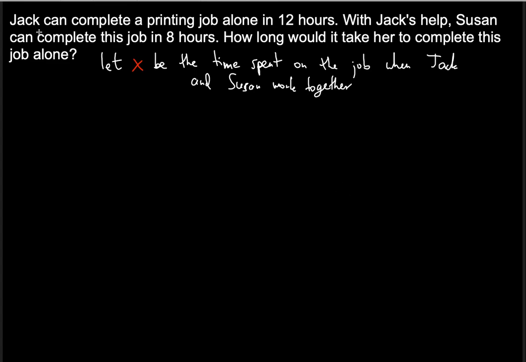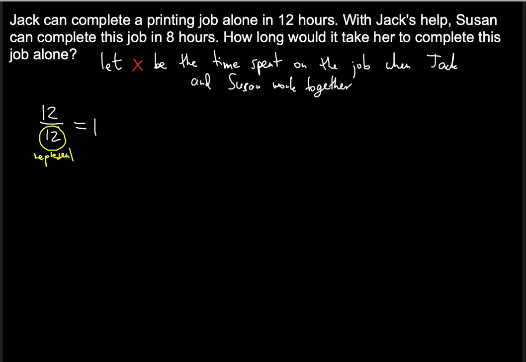When Jack works alone, he will complete 12 out of 12, the whole job, or this will equal 1, which will signify the complete job, right? 12 out of 12 is 1. He will complete the entire job by himself because he works alone. So the numerator in this case will be the time that he spends out of the maximum time that he works alone. So the bottom represents the maximum time that he spends working alone.